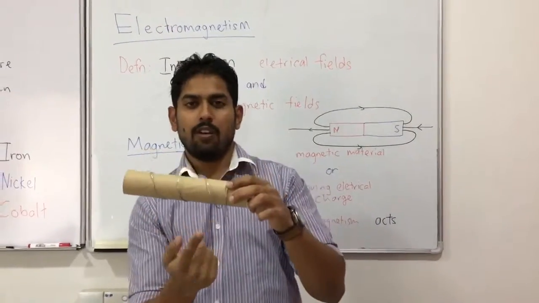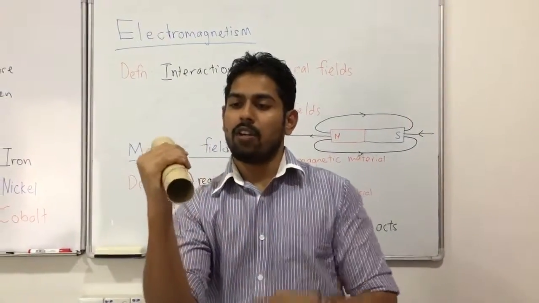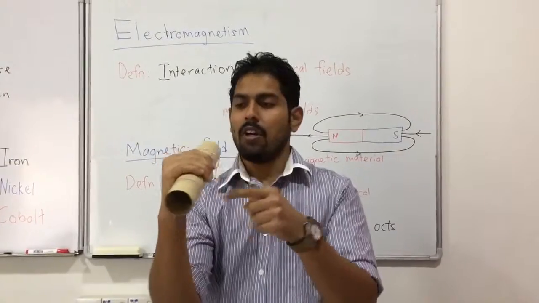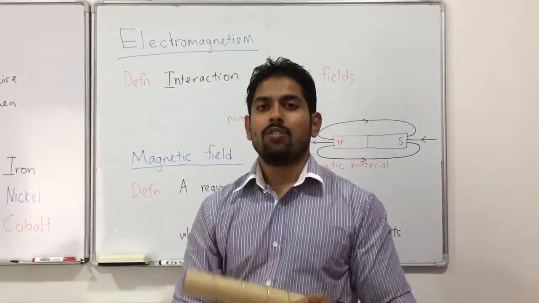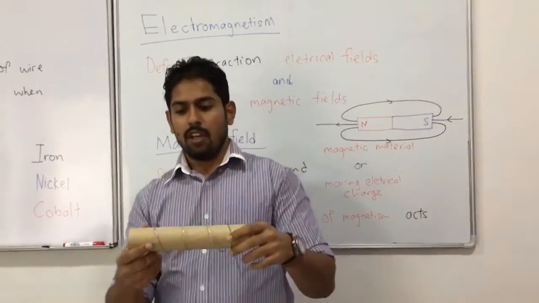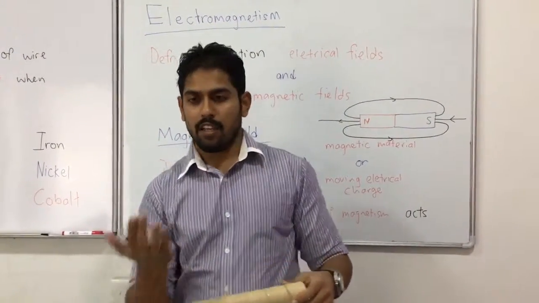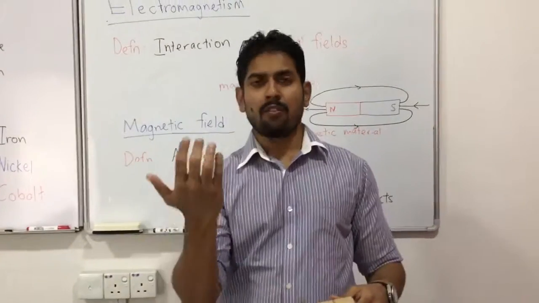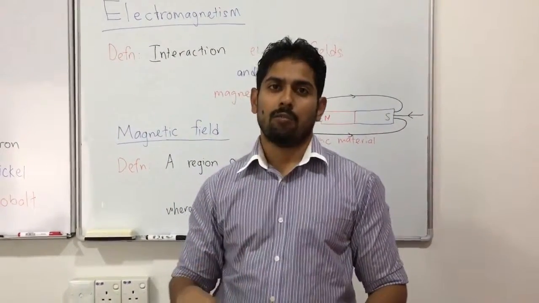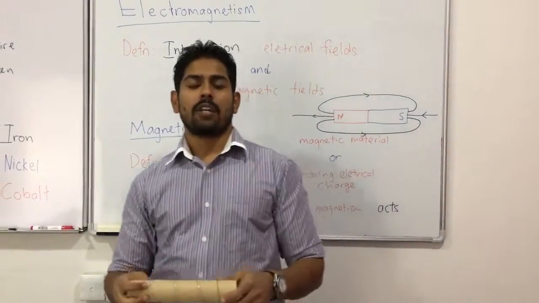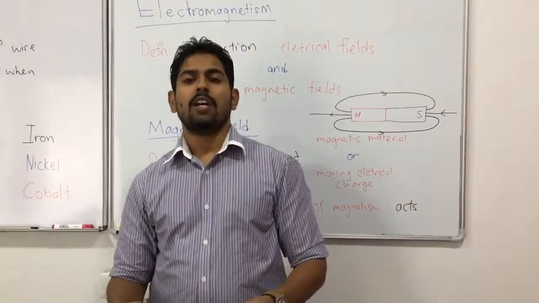So very simple, follow the current, grip it according to the direction of current flow. Where your thumb is pointing, that is the north pole direction. Alright, so you would have seen drawings and such. So all you have to do when you look at a drawing like that, just use these fingers, follow the direction of the current, wherever your thumb is pointing, that is the north pole. So that is how electromagnetic poles are detected.